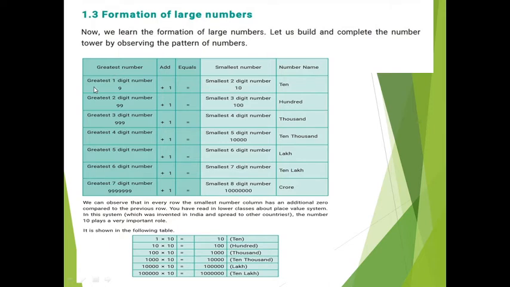First one is the greatest 1-digit number. The greatest 1-digit number is 9. If we add 1 to 9, we will get 10, which is the smallest 2-digit number. The greatest 2-digit number is 99. If we add 1 to 99, you will get 100, which is the smallest 3-digit number.